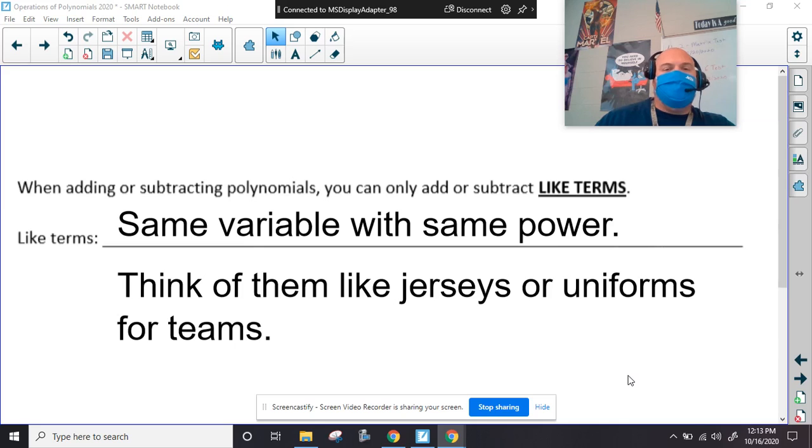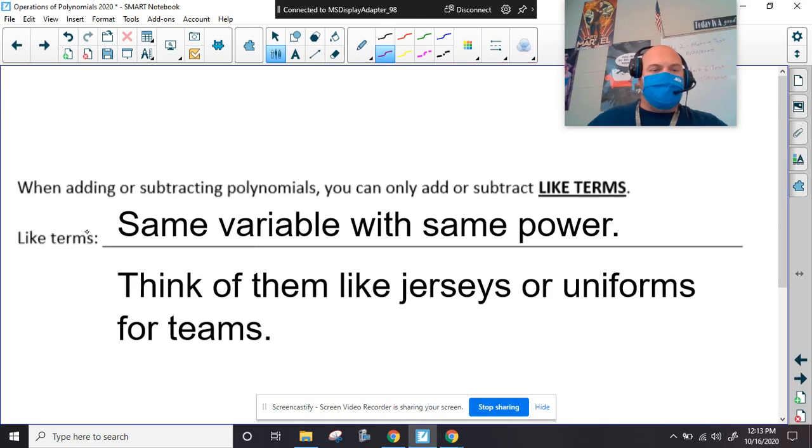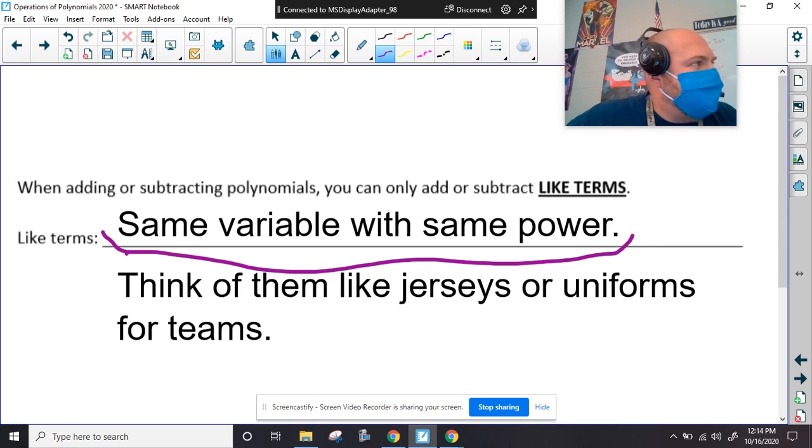So basically, wrong place. This is the main thing that you need to have written down. That it's the same variable with the same power. The other thing is just a little helpful hint.